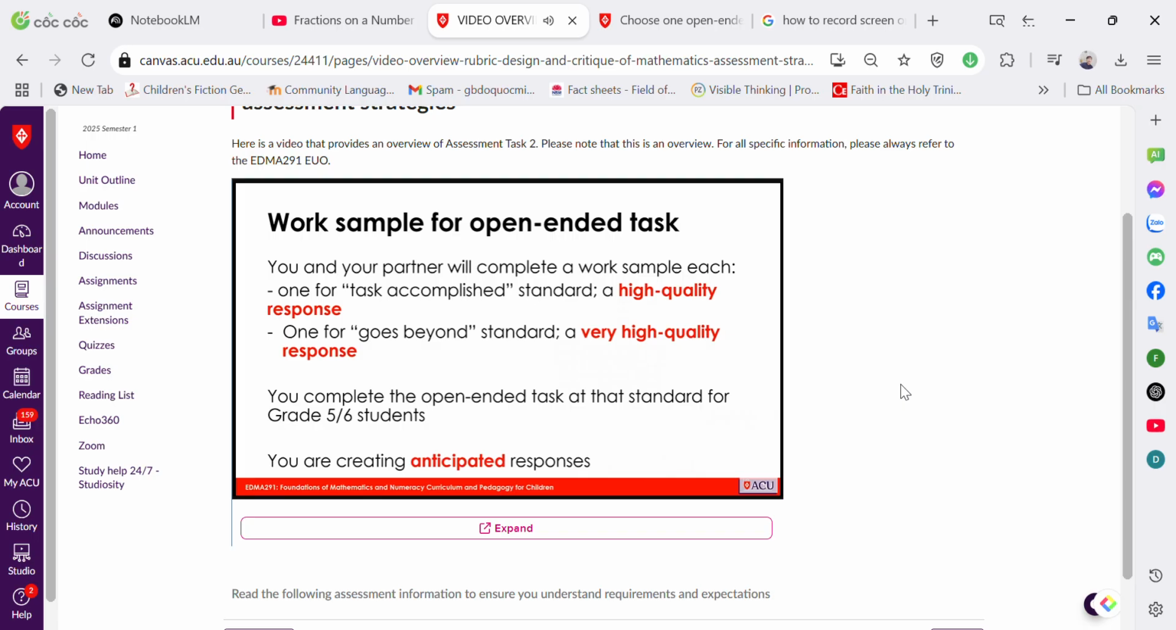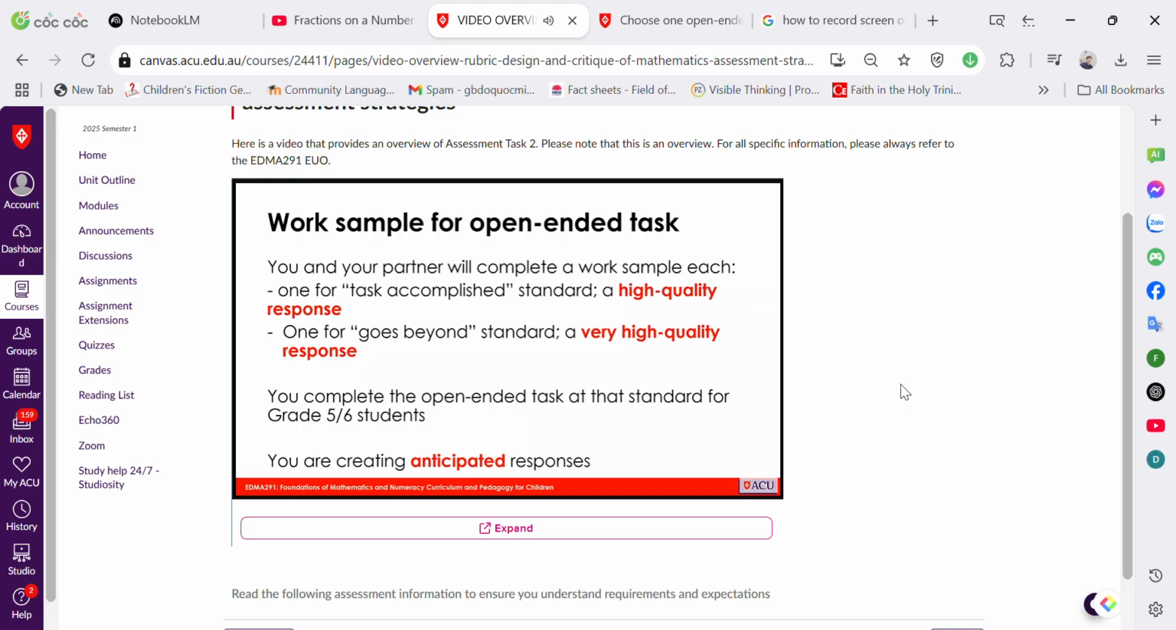What you're then going to do is create a work sample each. One of you will create a work sample that is task accomplished standard, that is a high quality response, that you would expect to see that a grade 5-6 student would do with the particular open-ended task that you've chosen.